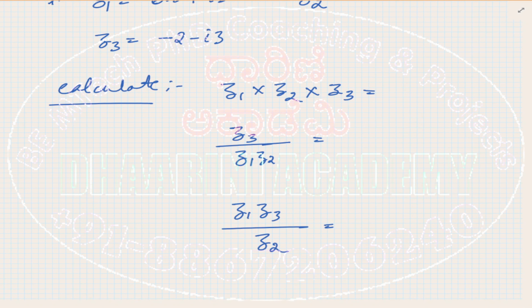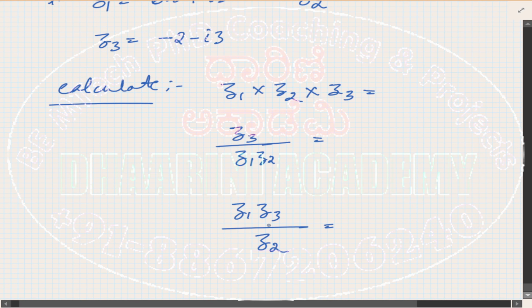First we calculate the magnitudes and keep them ready. After that, we keep theta 1, theta 2, theta 3 ready. Okay, then according to the given question, you substitute and calculate their values.